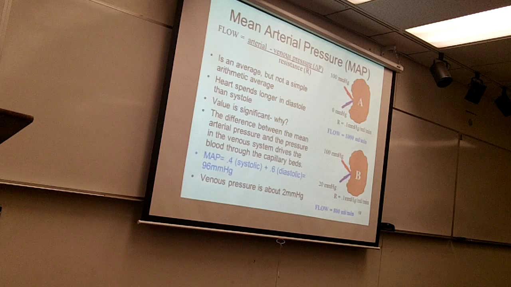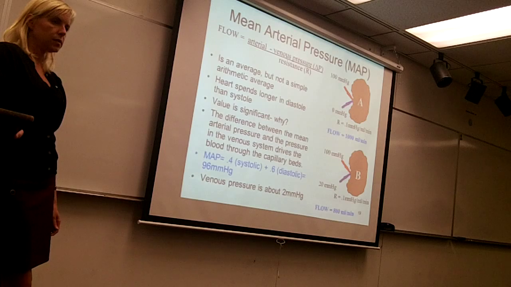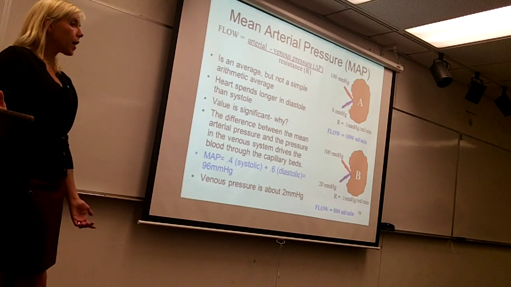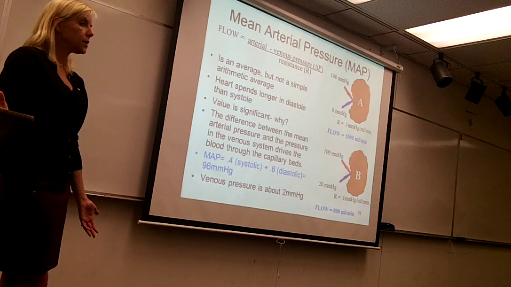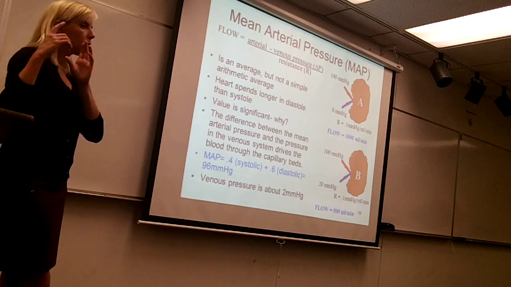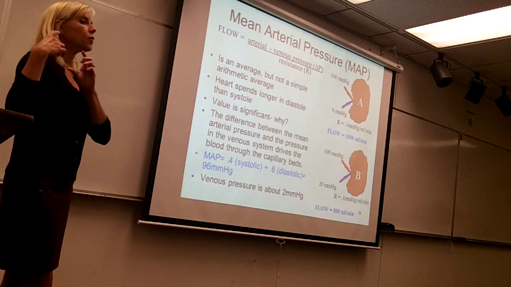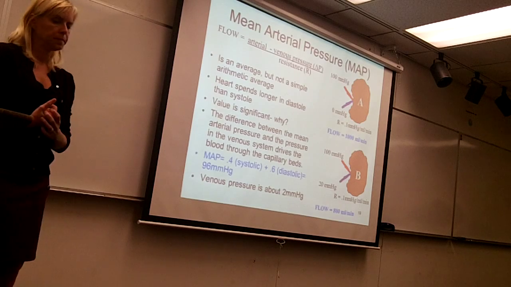Quick question about that. Why is it 0.4 or 0.6? Because diastole of the heart lasts longer than systole. Diastole lasts 430 milliseconds. Systole lasts 370. So it's not 50-50, right? So more time is spent in diastole, therefore we give more emphasis to the diastolic pressure.